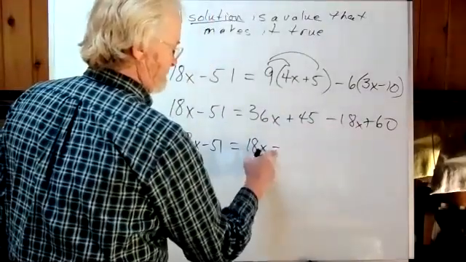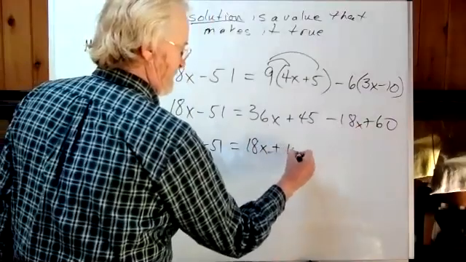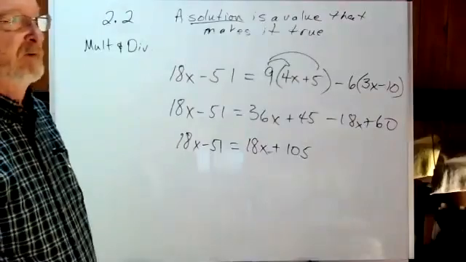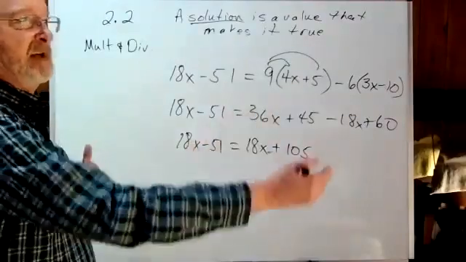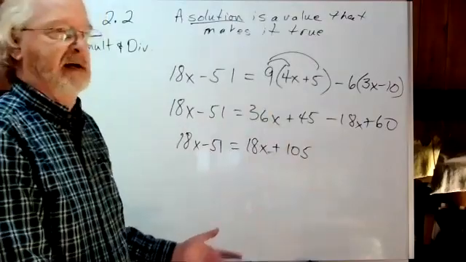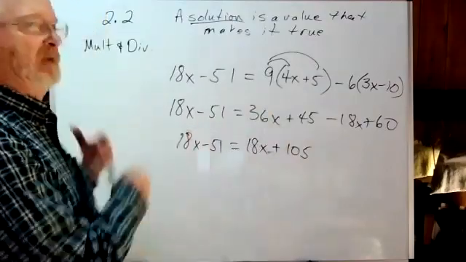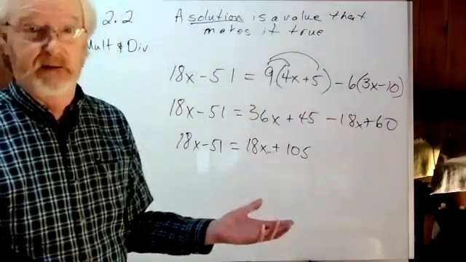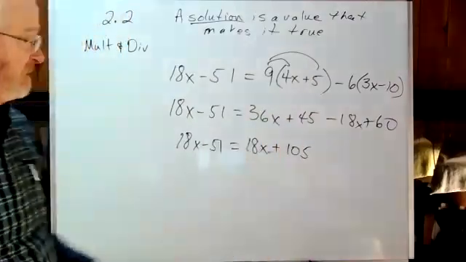And that's plus 105. Now at this point, you'll see this is what we do in 3.4 probably. You've got x's on both sides and constants on both sides. The technique in general is to pick one side, get all the x's on one side, and get all the numbers on the other side. Adding and subtracting the term.